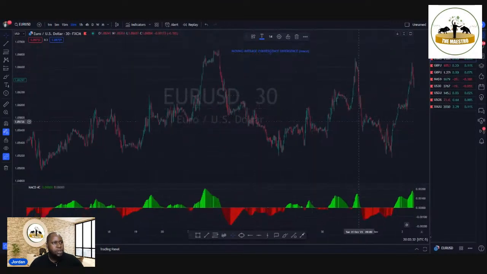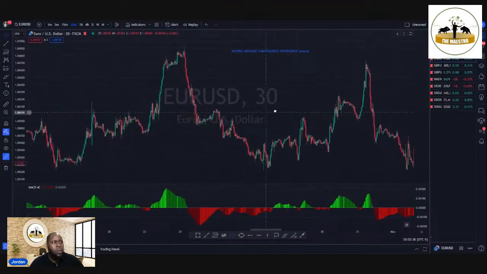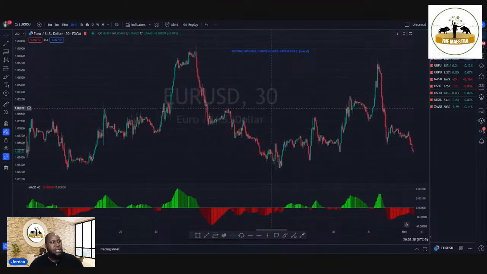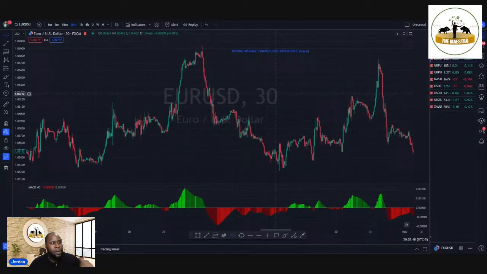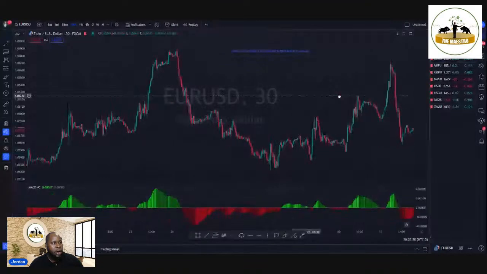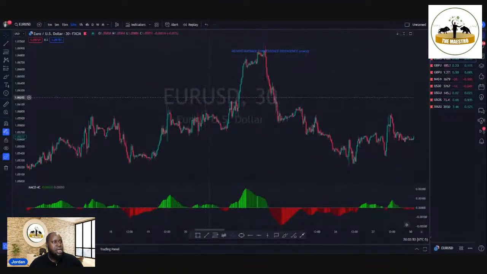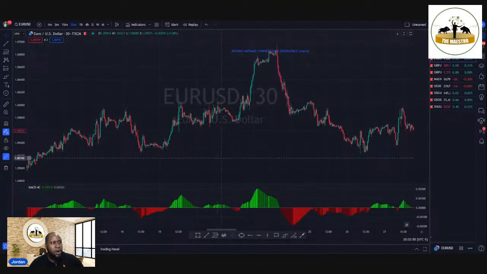Before we get into the actual indicator, what I want to establish is how the market is moving, or at least how I see the market move. That's really important before we start applying this indicator to our charts. There are a couple of ways that I see the market moving. Number one, an impulsive move.